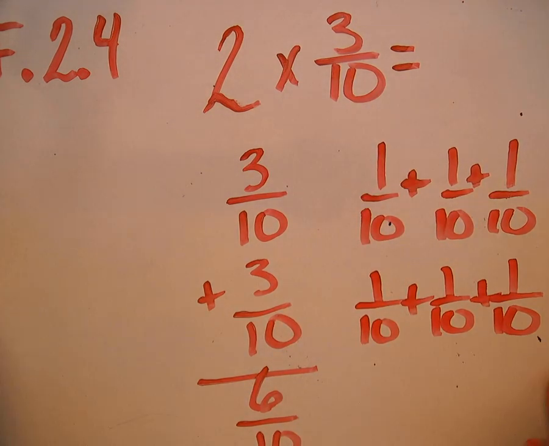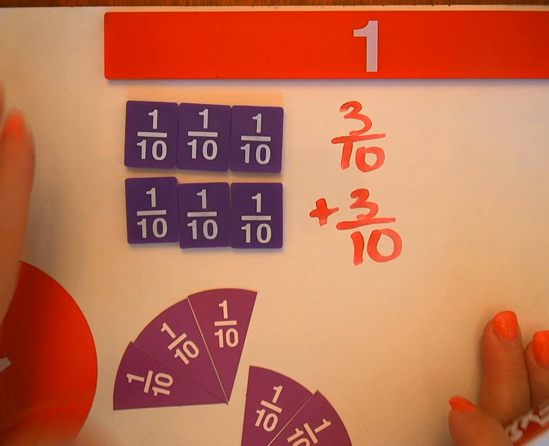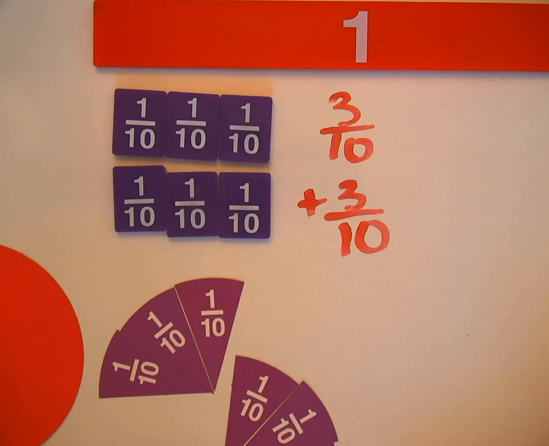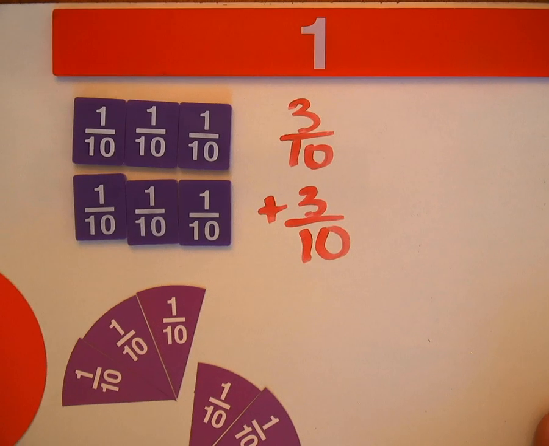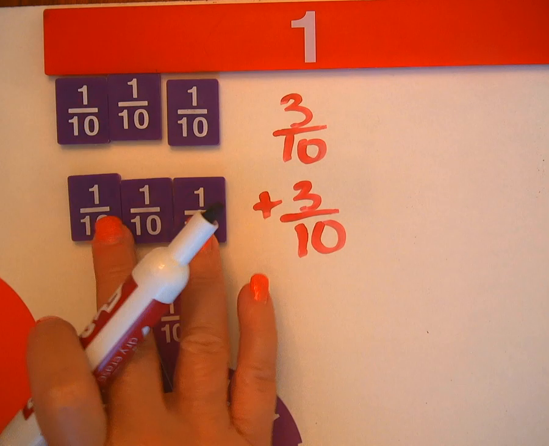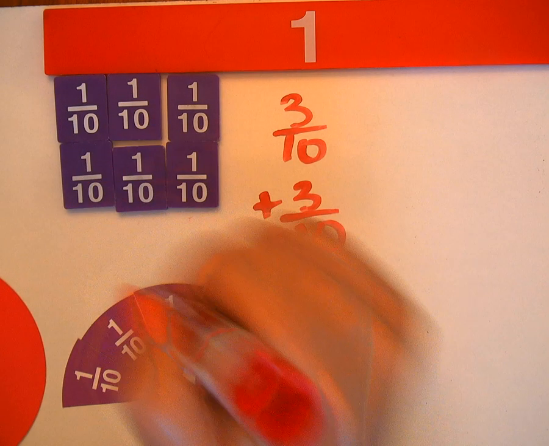Another strategy we discussed was using fraction bars, a model to help us out. So here I have my whole as my benchmark that I'm using, and I have my 3/10 plus another group of 3/10, which would give me 6/10.